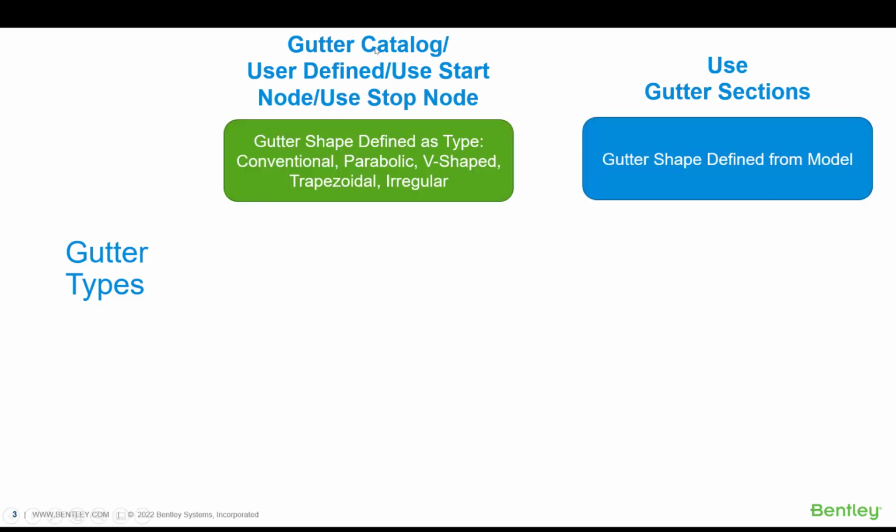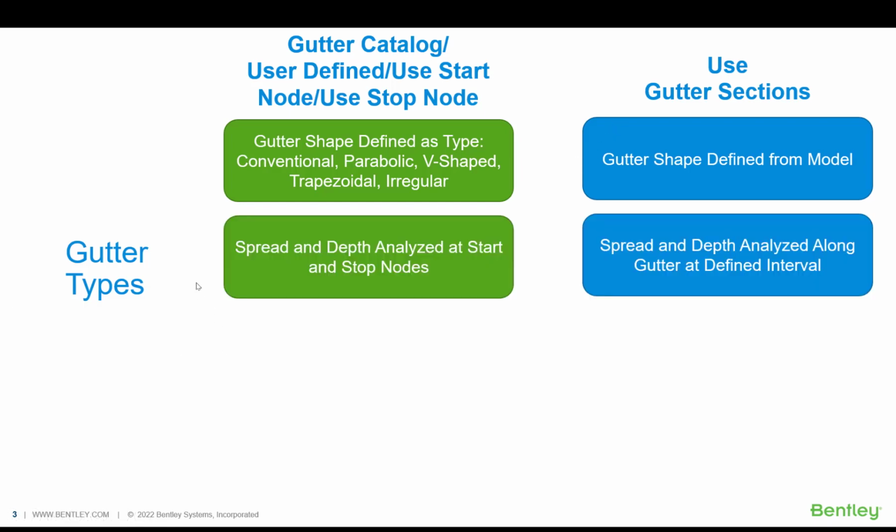So if we're using anything in category 1, we're going to have a shape defined by either conventional, parabolic, V-shaped, trapezoidal, or irregular. And then if we're using the use gutter sections, we're actually going to be pulling the shape of the gutter from the terrain model. Next I'll look at how spread and depth are analyzed between the two.